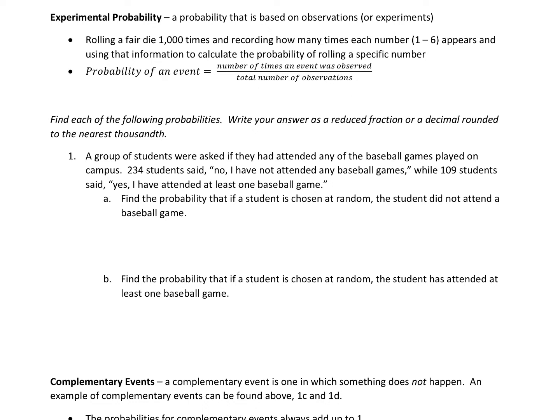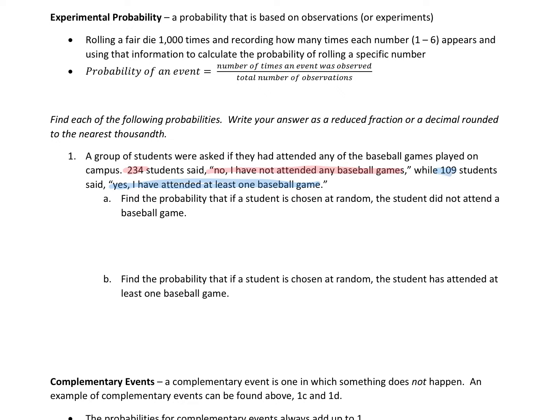Generally in your homework it'll tell you one or the other, but you can write your probabilities in either fraction form or decimal form. So a group of students were asked if they had attended any of the baseball games played on campus. 234 students said, "No, I have not attended any baseball games," while 109 students said, "Yes, I have attended at least one baseball game." Part A is find the probability that if a student is chosen at random, the student did not attend a baseball game. All right, so we have no, I didn't attend a game. That's 234. And we have yes, I attended a game, and that's 109.